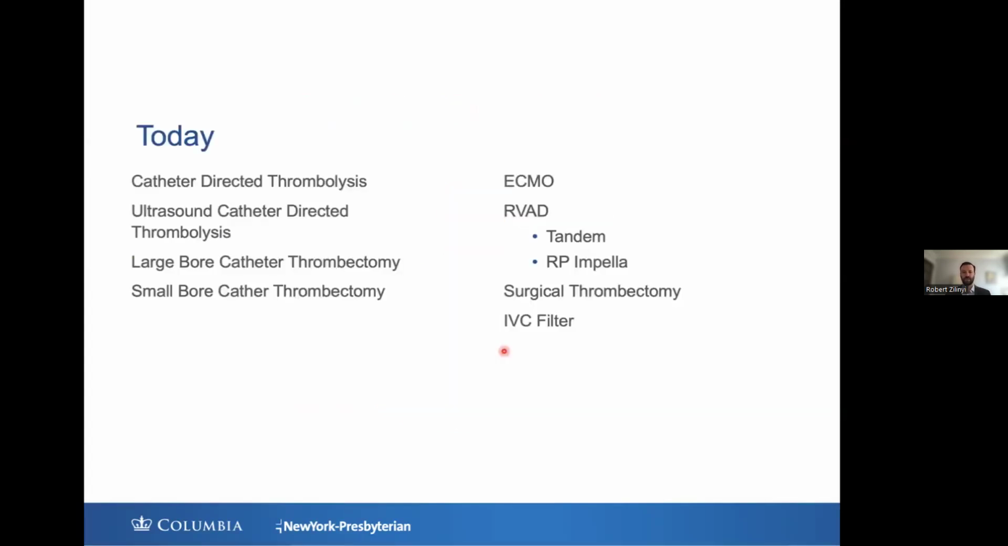Today, we have a whole host of possible therapies that we can offer to patients across the spectrum of the pulmonary embolism presentation. We have catheter-based therapies, including catheter-directed thrombolysis, ultrasound-assisted catheter-directed thrombolysis, large and small bore catheter thrombectomy. In addition, we have ancillary support devices, including extracorporeal membrane oxygenation for patients who are in shock or incipient shock. We also have right ventricular assist devices, including the TandemHeart and the Impella RP, which is designed specifically for the right side of the heart. We also have surgical thrombectomy and IVC filter placement in patients who can't tolerate any of the above.